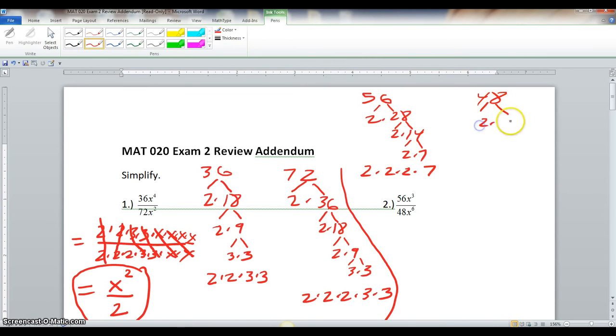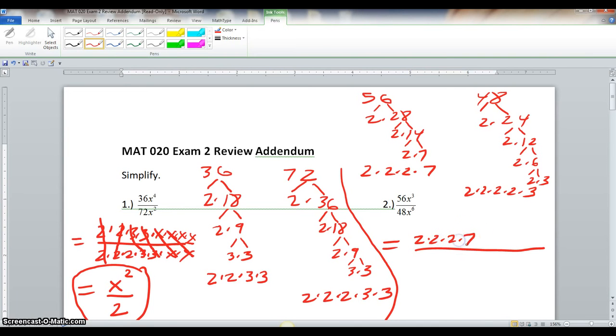Now 48 breaks down to 2 times 24. 24 breaks down to 2 times 12. 12 breaks down to 2 times 6. And 6 breaks down to 2 times 3. So we will have 4 2's and 1 3. So now we will rewrite this. In our numerator, we have 3 2's and a 7, and we will have 3 x's. In our denominator, we will have 4 2's and a 3, and we will have 6 x's.